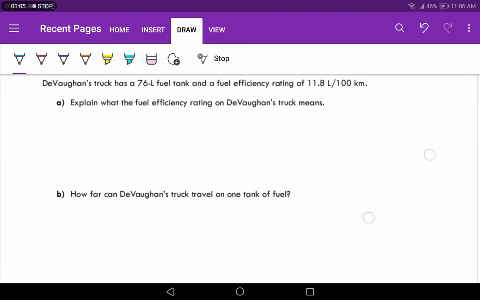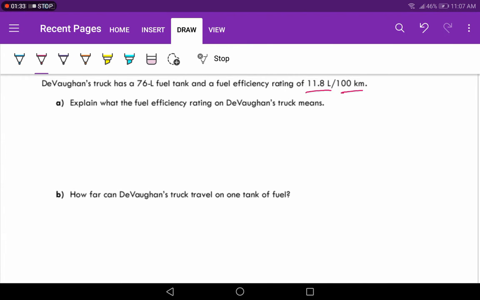So, going into an example here, it says Devon's truck has a 76-liter fuel tank and a fuel efficiency rating of 11.8 liters per 100 kilometers. Explain what the fuel efficiency rating on Devon's truck means. So, our rating is always going to be liters per a certain amount of kilometers. Like I said, for the sake of this unit, we will be using per 100 kilometers.